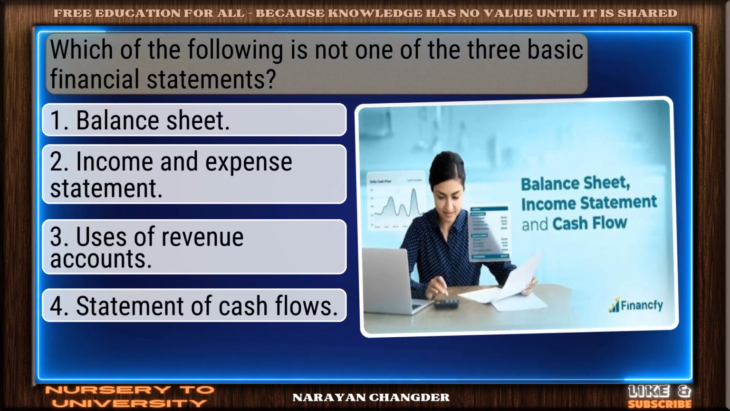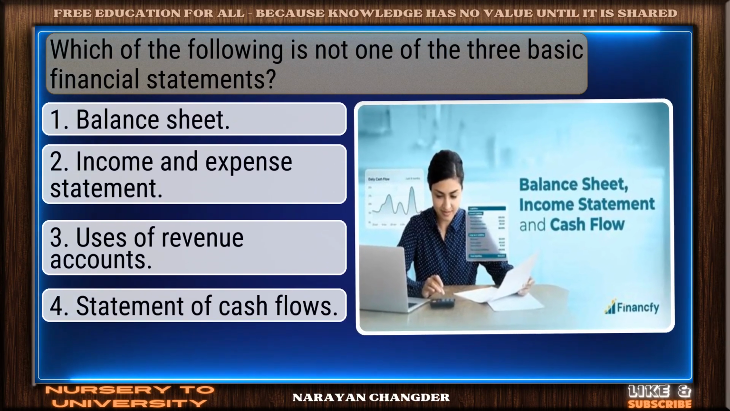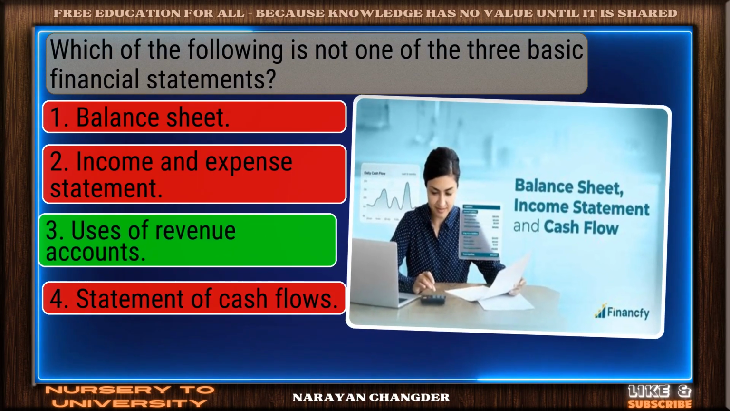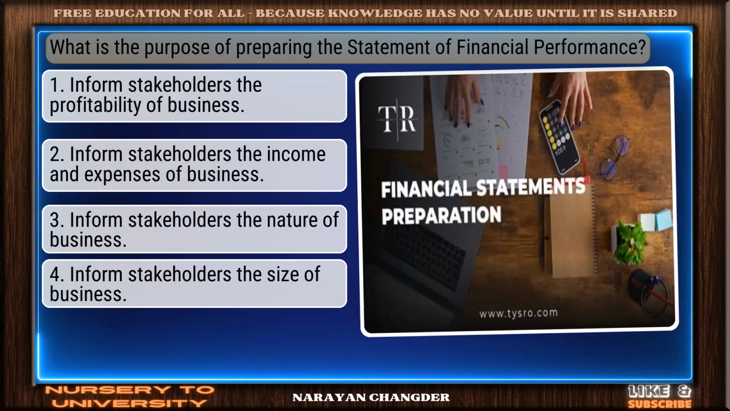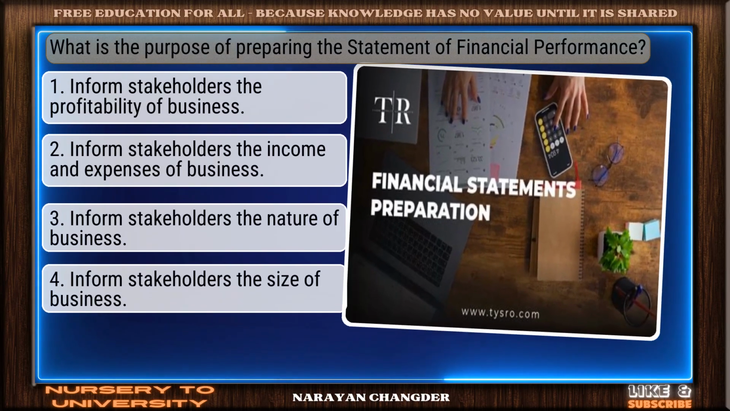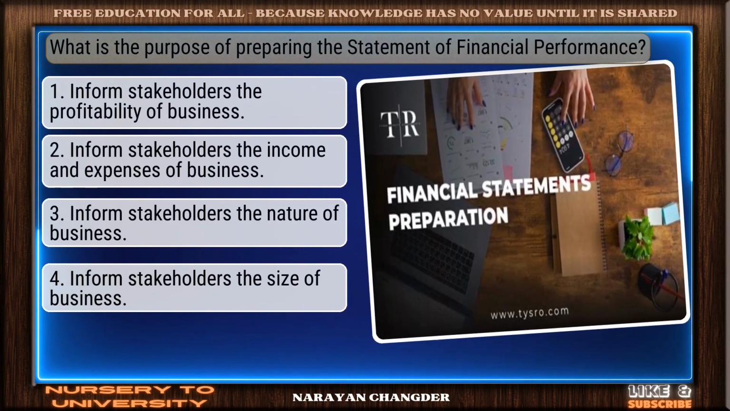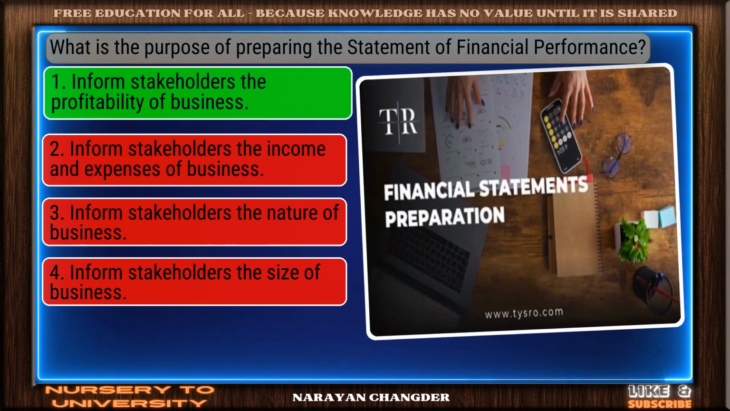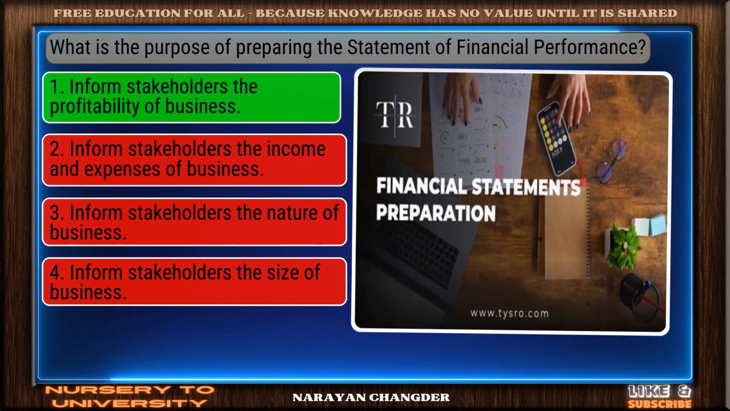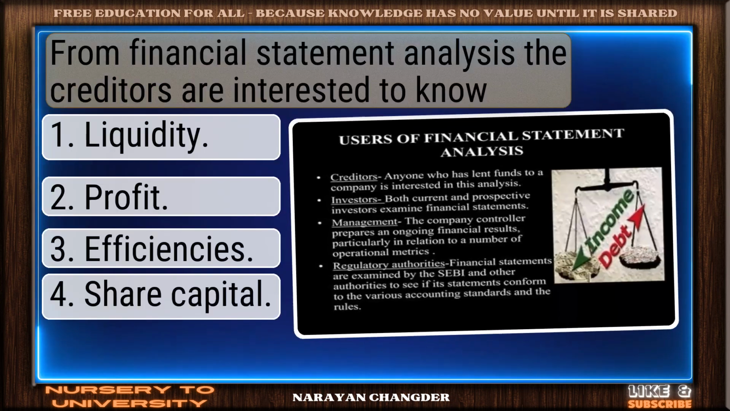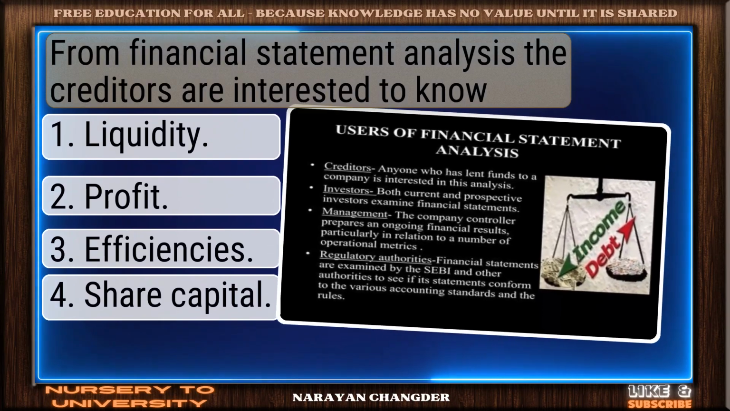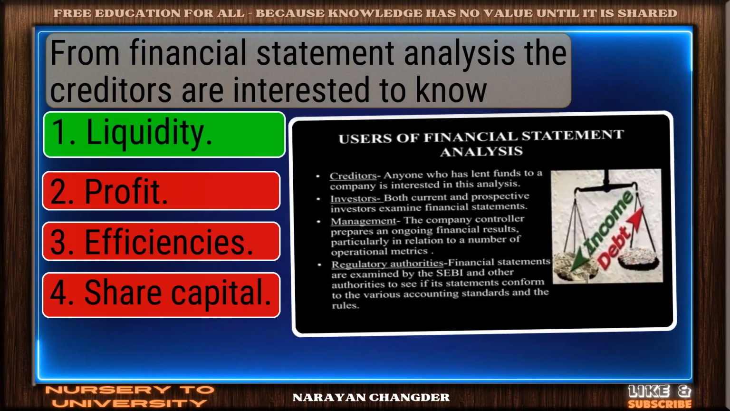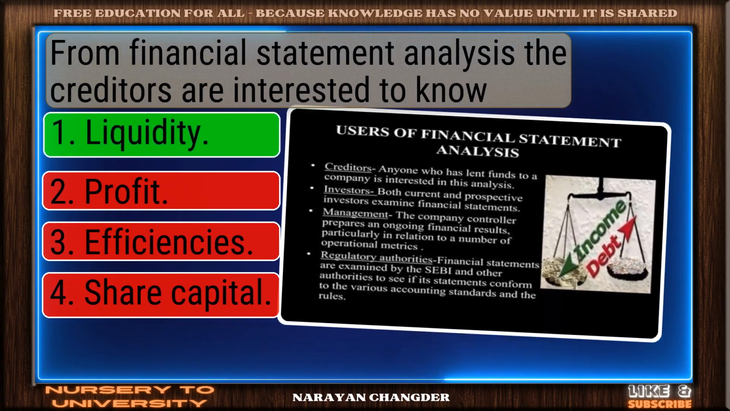Which of the following is not one of the three basic financial statements? Great thinking. Uses of revenue accounts is the right choice. What is the purpose of preparing the statement of financial performance? Smart move. Inform stakeholders the profitability of business is an accurate answer. From financial statement analysis, the creditors are interested to know. Well done. Liquidity is the right choice.